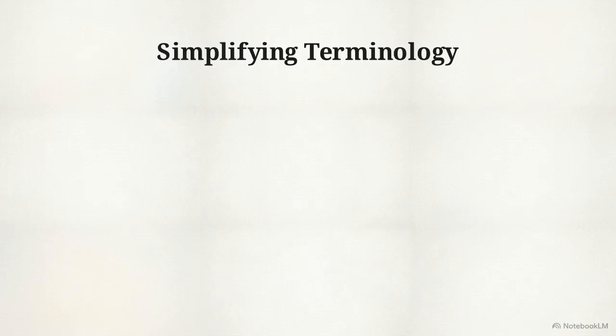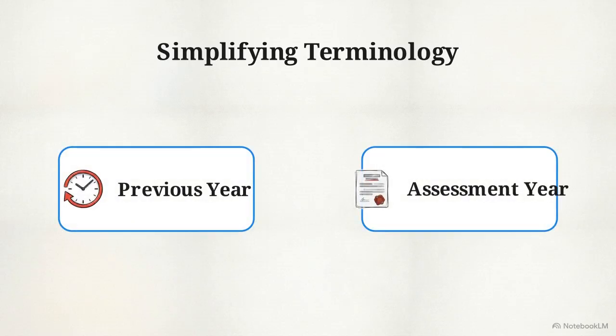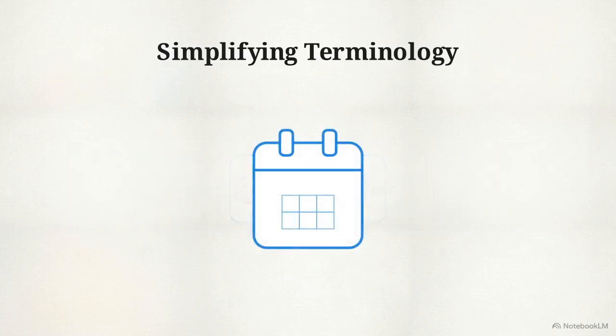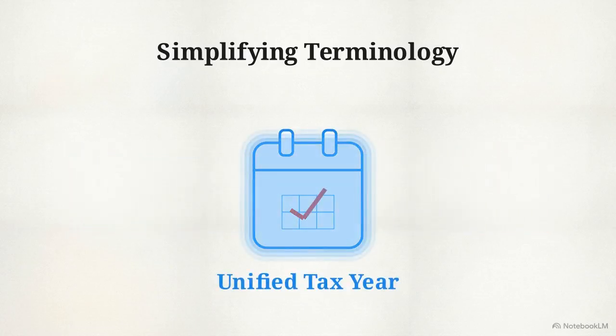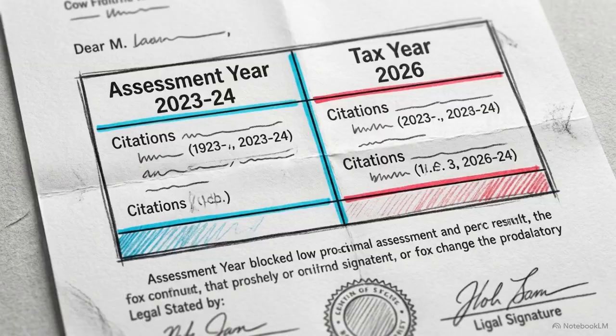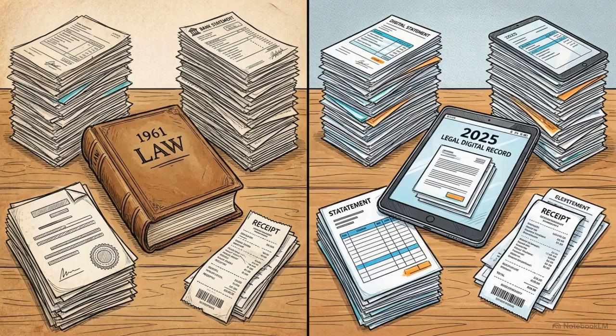The 2025 Act also simplifies the language, replacing the dual concepts of previous year and assessment year with a single unified tax year. When drafting your responses, you must bifurcate your statutory citations based strictly on the year under scrutiny to prevent procedural confusion. While the section numbers have been reorganized, the underlying mechanics of scrutiny and the demand for absolute substantiation remain consistent across both statutes.